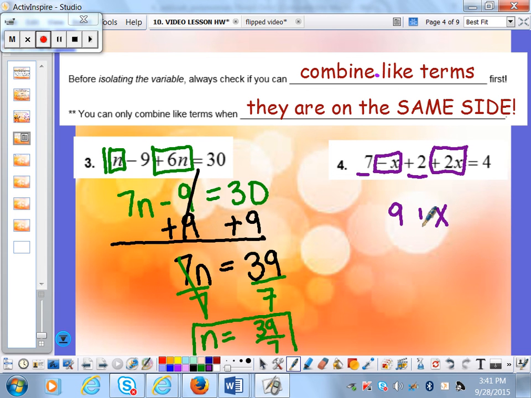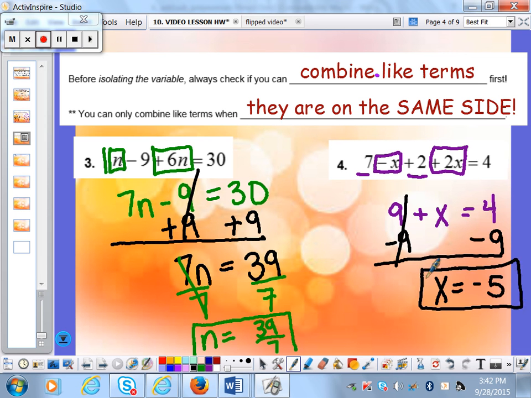So 9 plus x from before, it was a positive 1x, equals 4. I'm going to isolate that x and subtract 9. And in the end, x equals negative 5.